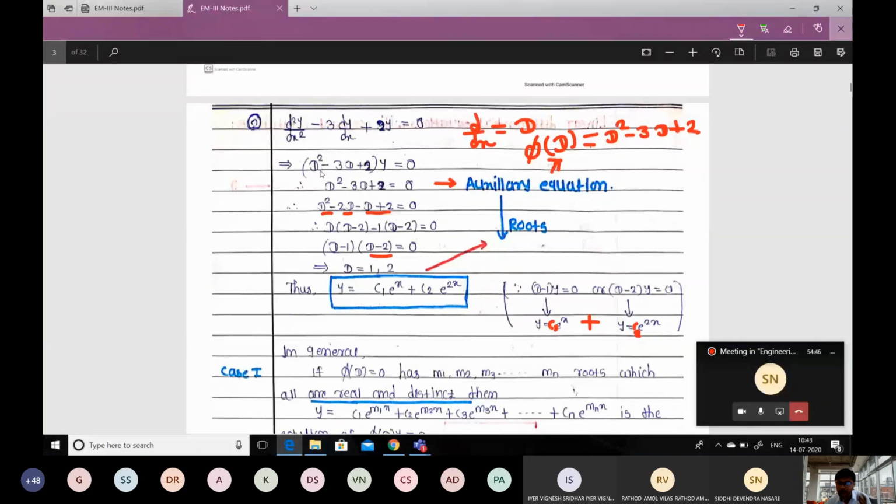You have to write this in terms of capital D. So this term which is inside this bracket, you have to equate to 0. That is called the auxiliary equation. And after getting the auxiliary equation, you have to find the roots.